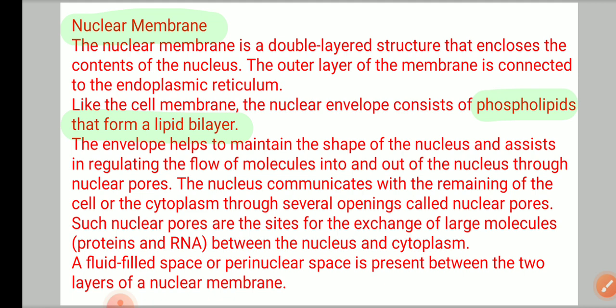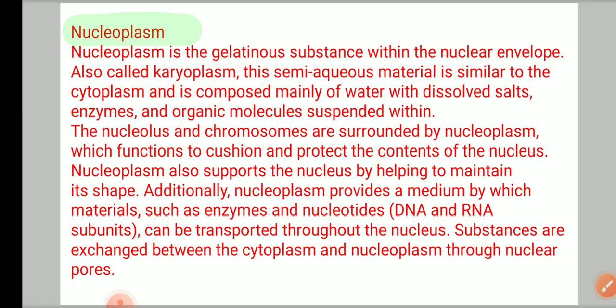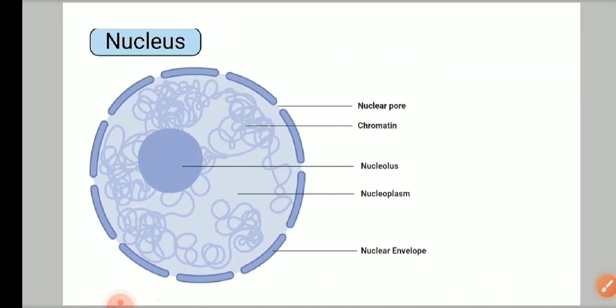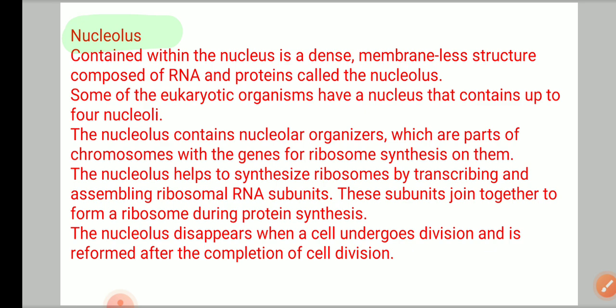The nuclear membrane is also formed of a phospholipid bilayer like the plasma membrane, and it is a double-layered structure that contains nuclear pores that help molecules move in and out. Nucleoplasm, also called karyoplasm, is the semi-aqueous fluid inside the nucleus. It dissolves salts and is the site of enzymes and organic molecules that help in the synthesis of RNA and protein. The nucleolus is a dense, membrane-less structure composed of RNA and protein. Some eukaryotic organisms have a nucleus that contains up to 4 nucleoli.